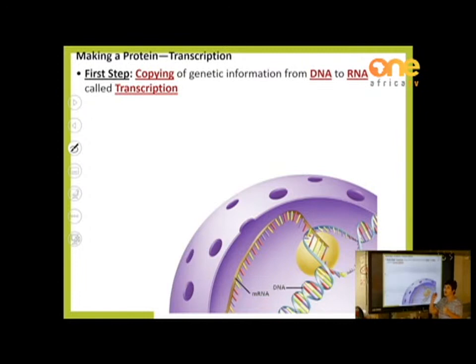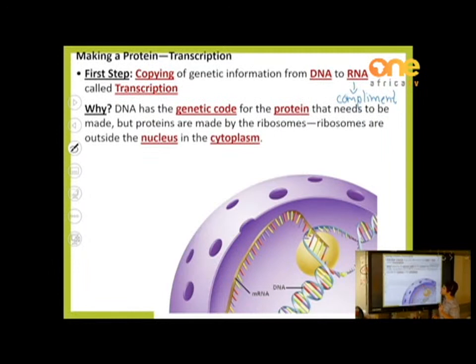RNA will copy the genetic information. But the copy on the RNA will be the complement of the DNA message. You agree? That we call transcription. Why do we have transcription from DNA? Because DNA contains the genetic code for protein. It is needed to get that message to the ribosomes that are outside the nucleus.